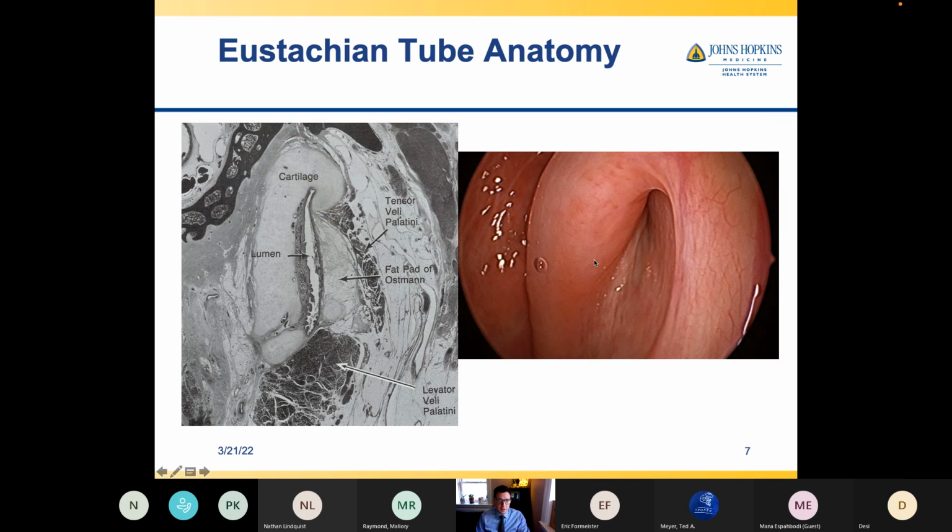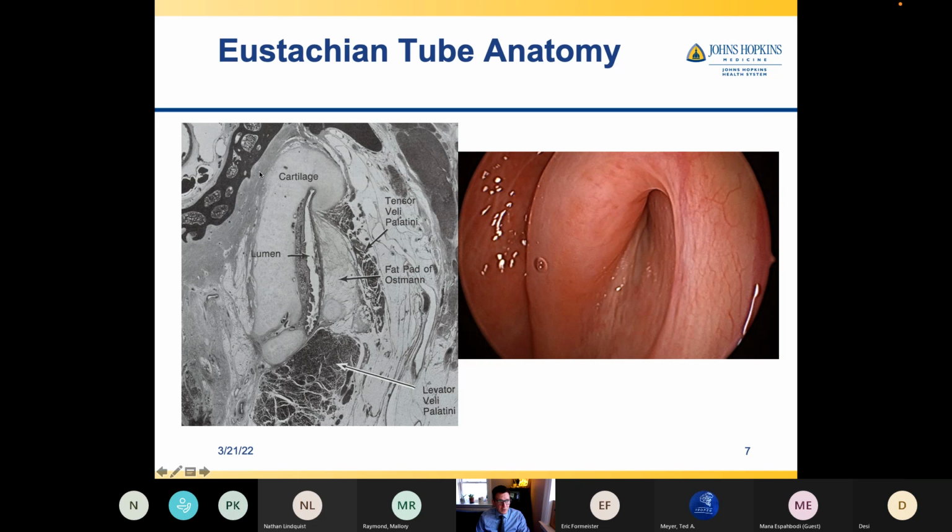On the right here is a rigid endoscopic view of the left Eustachian tube, and this is what it looks like on cross-sectional histology. If you took a cross-section through this here, you would see the cartilage of the torus tubarius, which is this. It forms a hook, almost like a shepherd's crook shape.